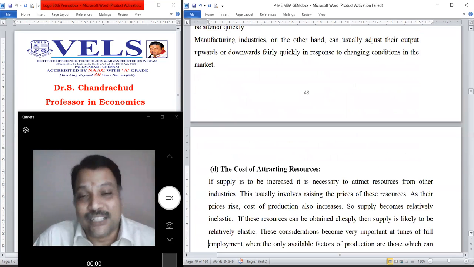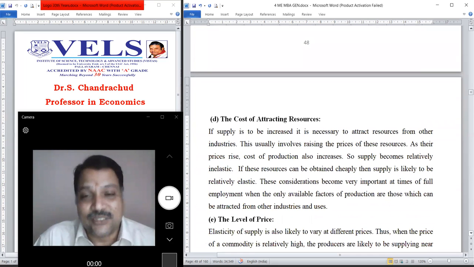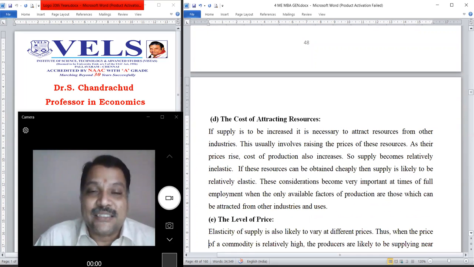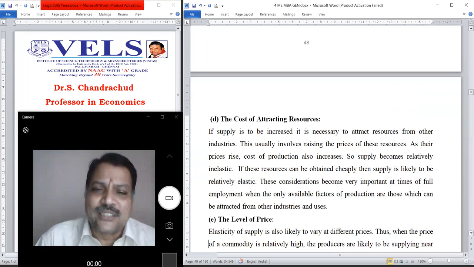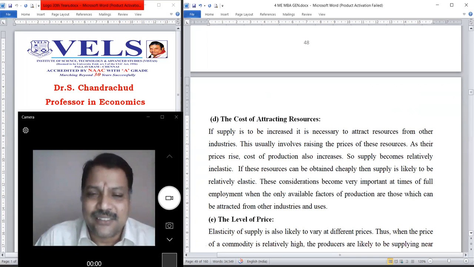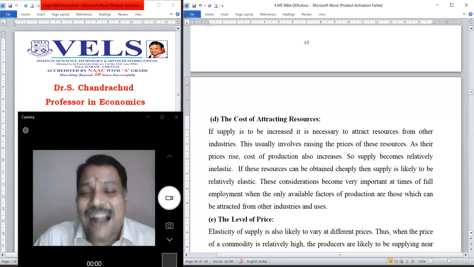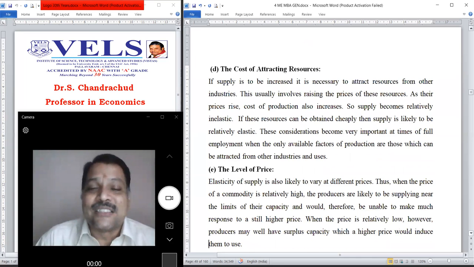The fourth determinant is the cost of attracting resources. If the supply is to be increased, it is necessary to attract resources from other industries. This usually involves raising the price of these resources. As the price rises, the cost of production also increases, so the supply becomes relatively inelastic. If these resources can be obtained cheaply, then the supply is likely to be relatively elastic. These considerations become very important at the time of full employment, when the only available factors of production are those which can be attracted from other industries and uses.